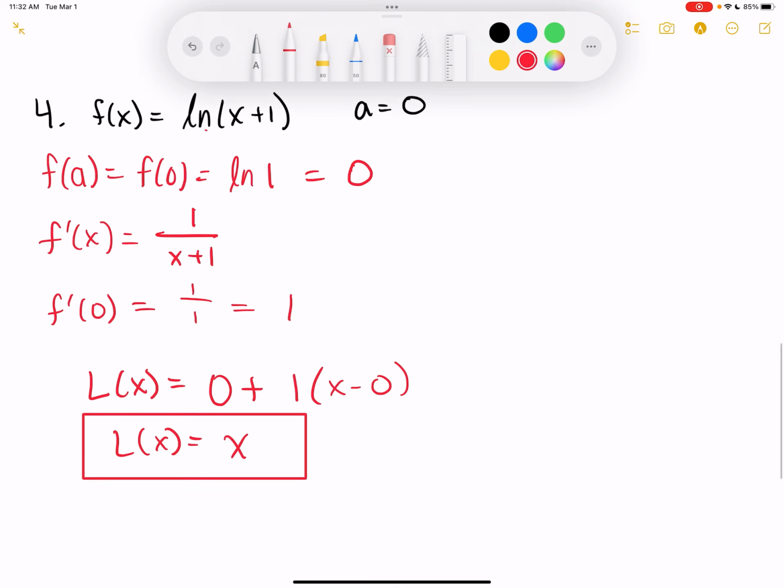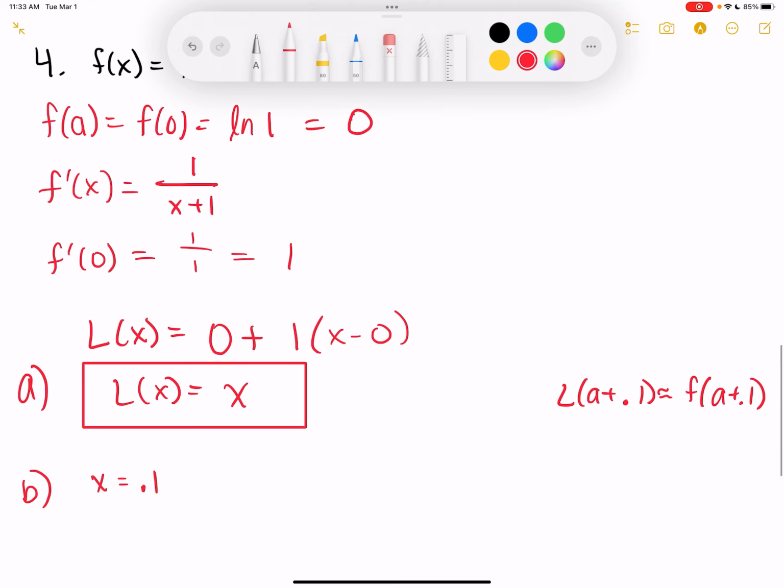So then we do, it says, so that, again, that's part A. Part B, we do it for, it officially says, just so you have it, a plus 0.1 approximately equal to f of a plus 0.1. Okay, so we're evaluating both of those at a plus 0.1, meaning in this scenario, a was 0, so it's just going to be 0.1. So x is equal to 0.1 for this one. So f of 0.1 is equal to L of 0.1 is what they want us to show.